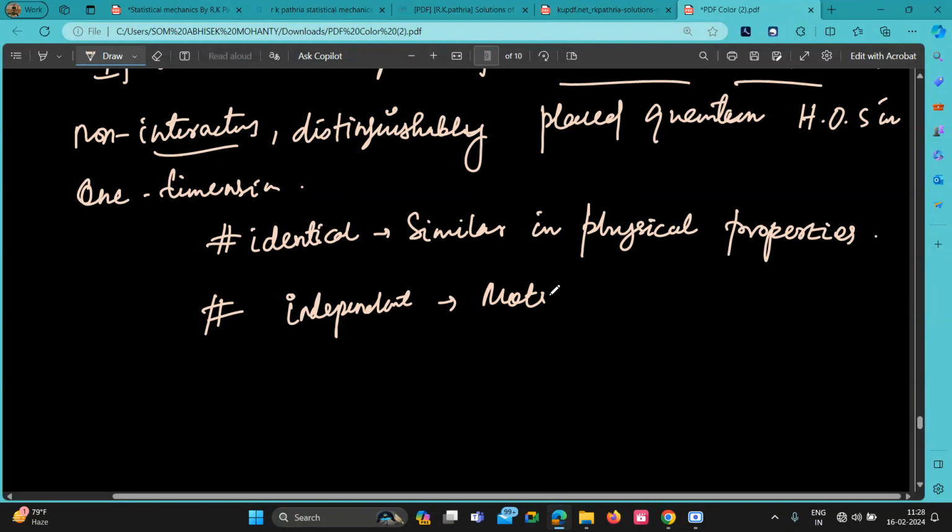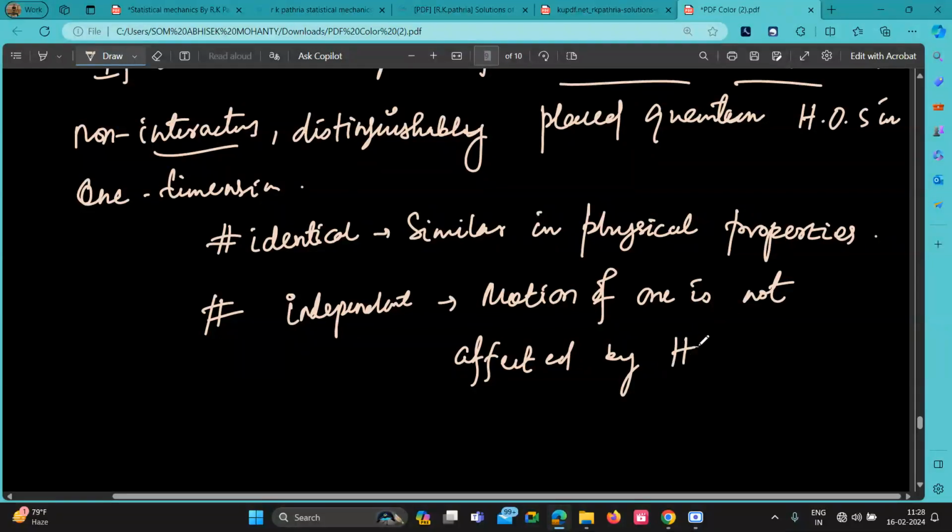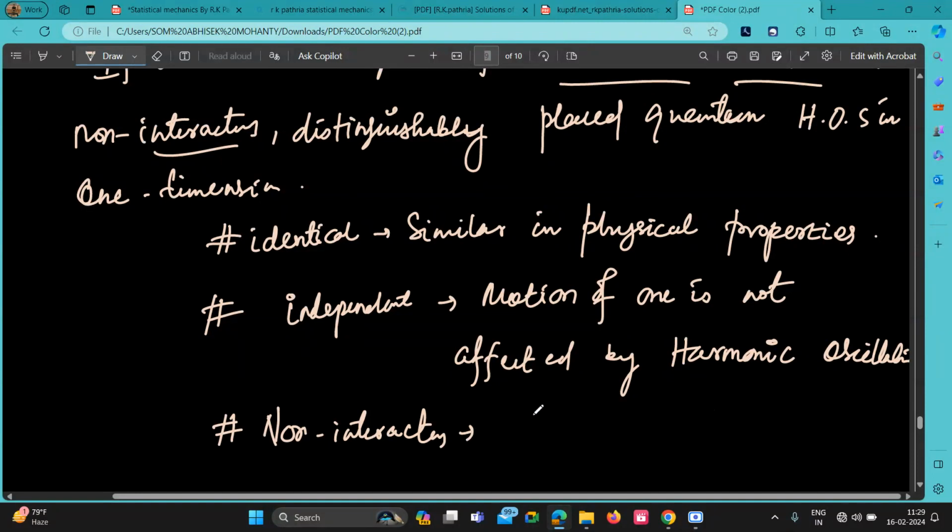What do you mean by independent? The motion of one is not affected by the other harmonic oscillator. Next is non-interacting. What do you mean by non-interacting? No interaction with each other. That means your potential energy is zero.